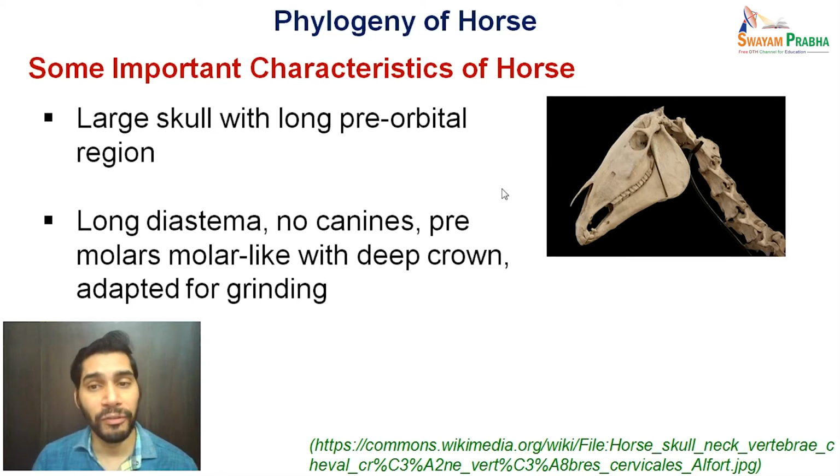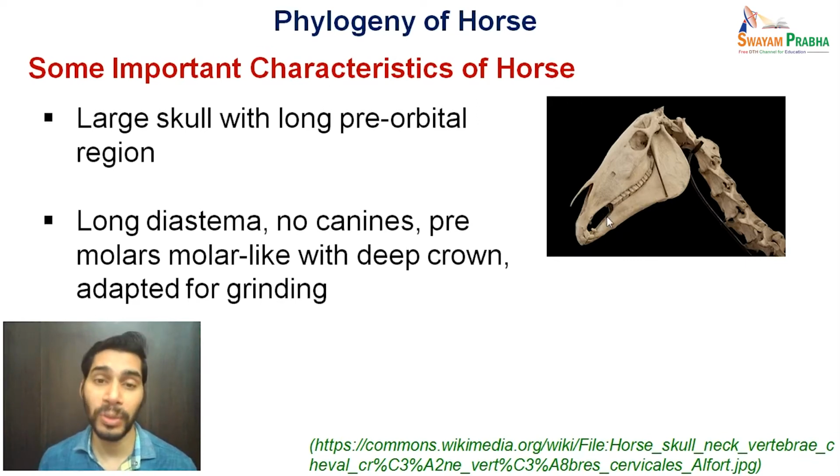Then if you focus upon dentition, there is something called a long diastema. You can see this blank space. This is called the diastema, which is the space between these teeth, which are incisors, and these posterior teeth, which are called premolars and molars. They do not have canines. So the space between the incisors and premolars is called the diastema. So horses do have this long diastema.